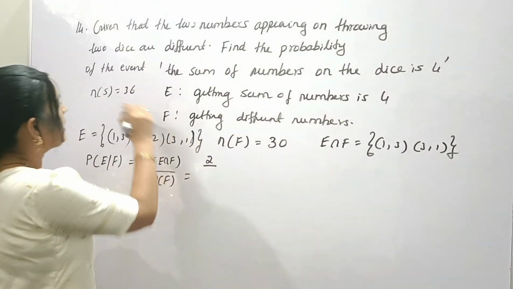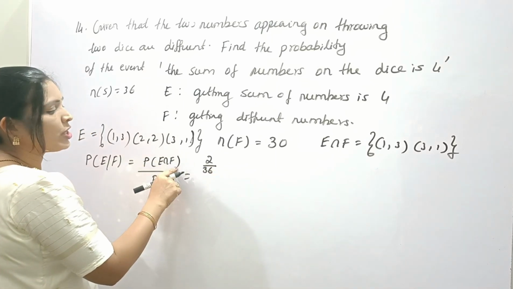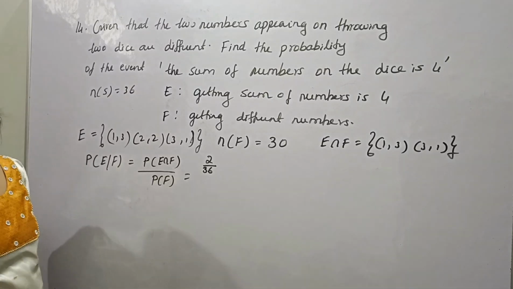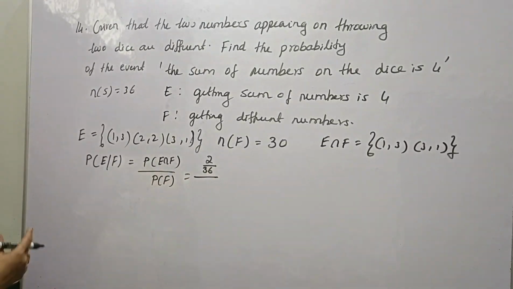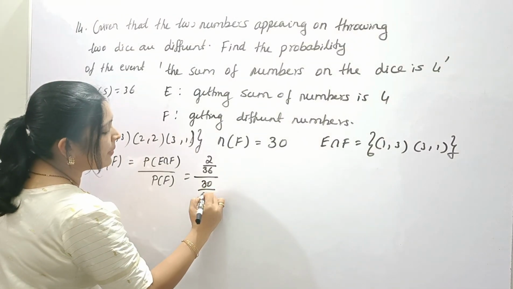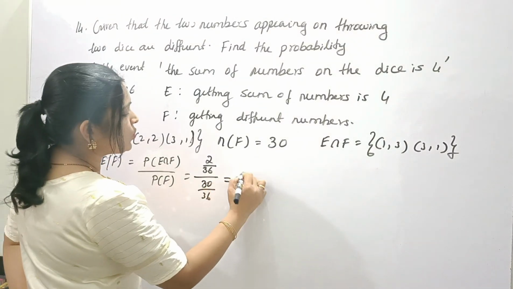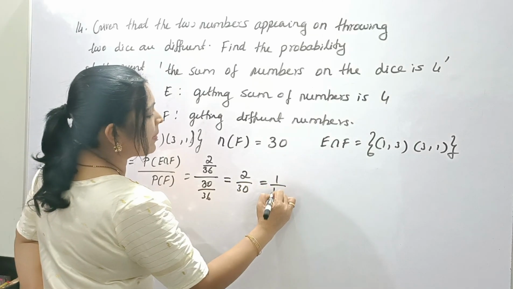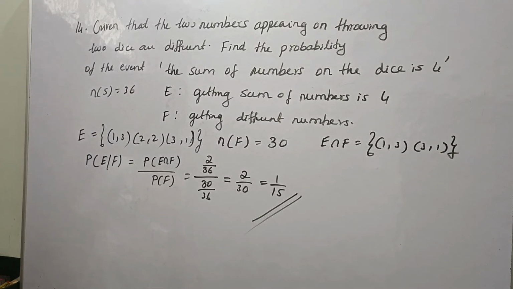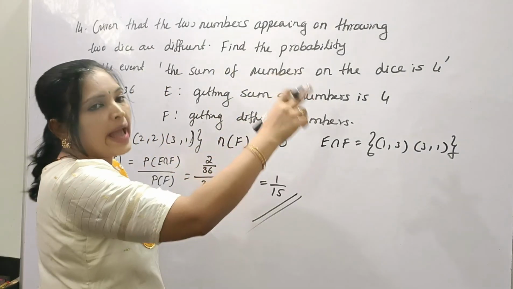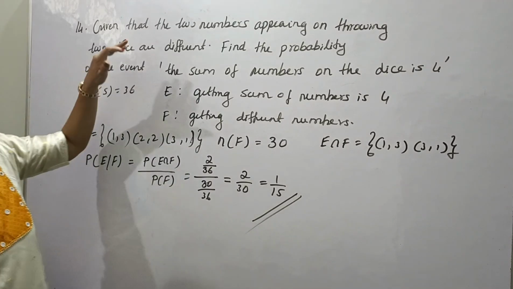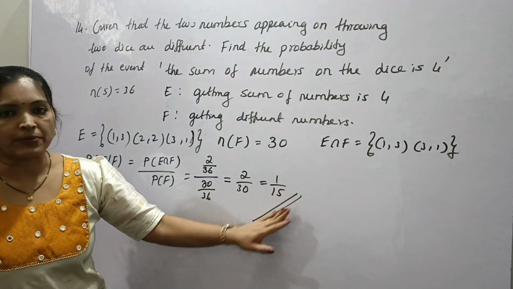Therefore, 2 divided by 36. So, the probability of E intersection F is the number of elements of E intersection F divided by the number of elements of the sample space, divided by the probability of F. That is, the number of F is 30, so 30 divided by 36. Right? That is equal to 2 divided by 30, that is 1 by 15. So, the conditional probability that the sum of numbers on the dice is 4, given that the 2 numbers appearing on throwing 2 dice are different, is 1 by 15.